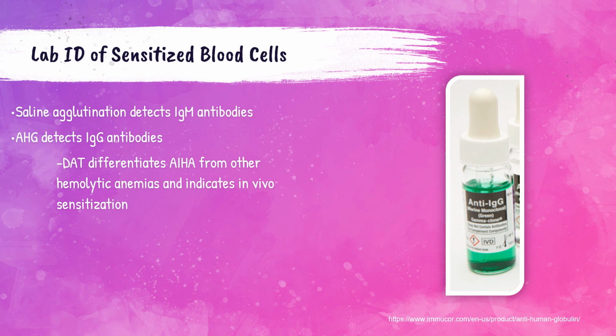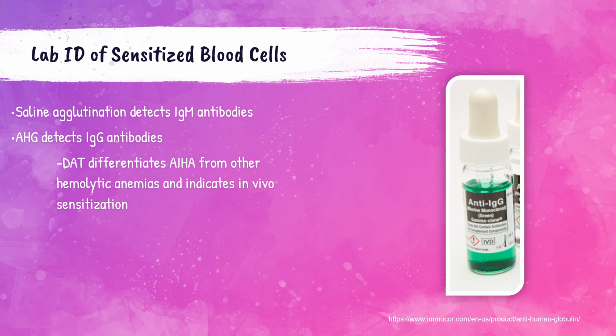If the antibody that is causing the reaction is an IgM antibody, we are able to see this with saline agglutination. IgMs typically react at room temperature. That's why you'll see it just with saline. There is a reagent called AHG, or anti-human globulin. This detects if an IgG antibody is causing the reaction that is causing the hemolytic anemia. AHG is used in blood bank laboratories all the time. It's typically green in color, and it's pictured here on the right-hand side of this slide.